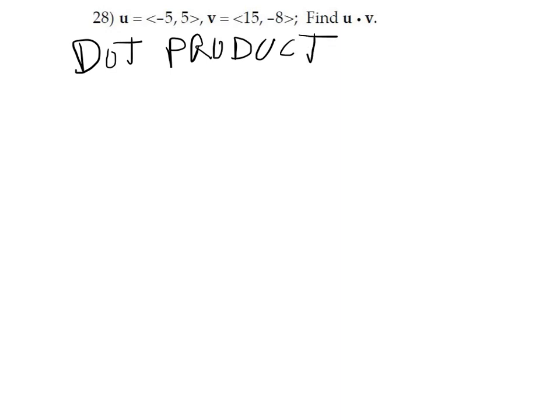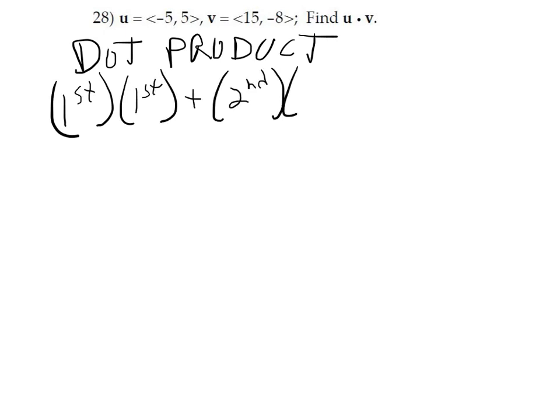Now to compute the dot product, the basic rule is first times the first plus the second times the second plus dot dot dot, depending on how many components you have. These are two-dimensional, so that would be it. Sometimes you'll have three-dimensional or four-dimensional vectors. They have to be the same size vectors to do the dot product. So these are both two-dimensional vectors.